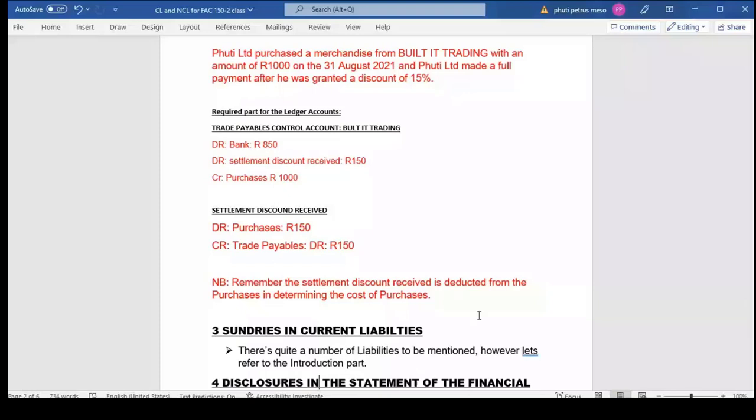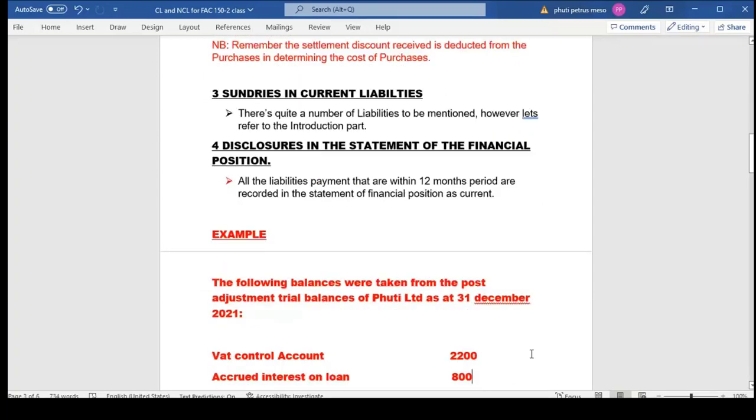Let's look at the recording of the settlement discount received. You debit the trade payables control account with 150 and credit the settlement discount received, which is a contra account to purchases, with 150. Remember, we made a payment with a 15% discount for a credit purchase, so we decided to settle that account here. You need to remember that the settlement discount received is deducted from the purchases in determining the cost of purchases.